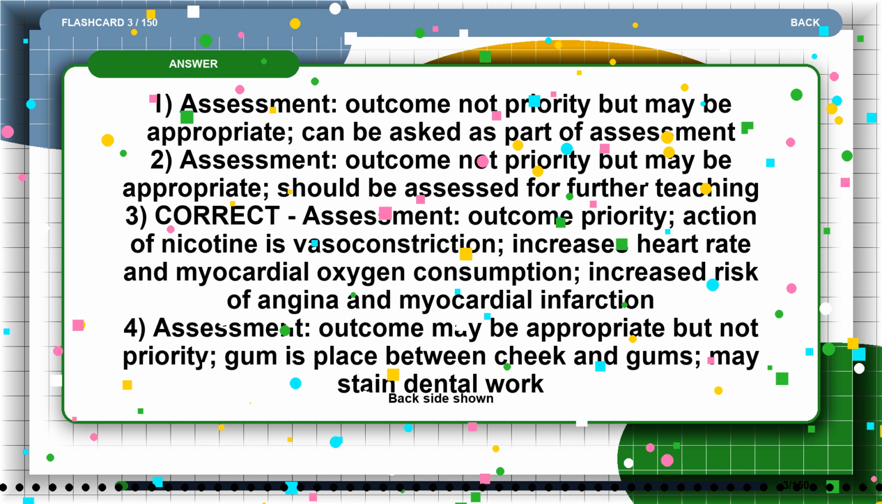3. Correct assessment. Outcome priority. Action of nicotine is vasoconstriction. Increases heart rate and myocardial oxygen consumption. Increased risk of angina and myocardial infarction. 4. Assessment. Outcome may be appropriate, but not priority. Gum is placed between cheek and gums. May stain dental work.